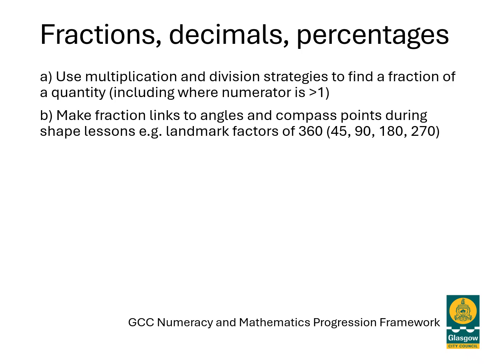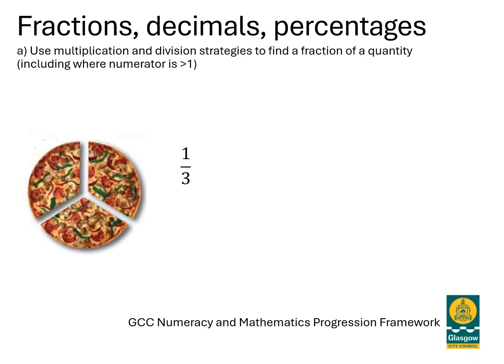And in primary 5, we just did this with unitary fractions, where the numerator is 1. But now in primary 6, we're moving on to where the numerator may be more than 1, 2. And we're also going to make fraction links to angles and compass points during our shape lessons. So I'm going to talk about that when we talk about shape.